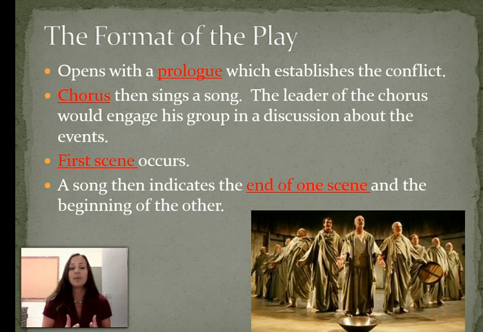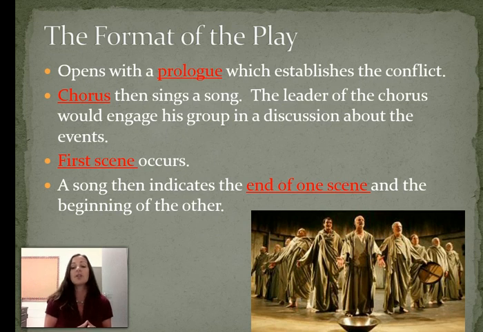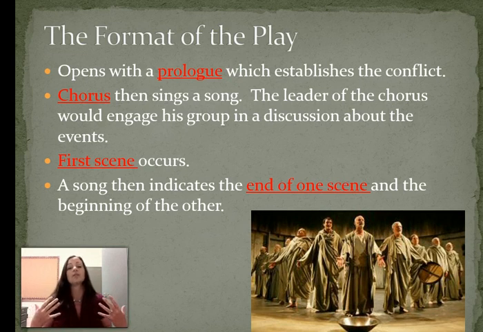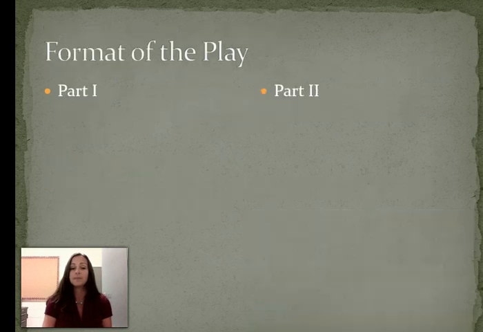Now, the format of the play would have the same pattern. It opens with a prologue, which establishes what the conflict of the play itself is. The chorus then comes in and sings a song. Similar to a format as you see on the bottom of the screen, all of the players on stage begin to sing. The leader of the chorus would engage his group in a discussion about the events, and then they carry out with the first scene. After that, a song will then indicate the end of that scene and the beginning of another. So it was chorus and songs incorporated with the plot of the play.